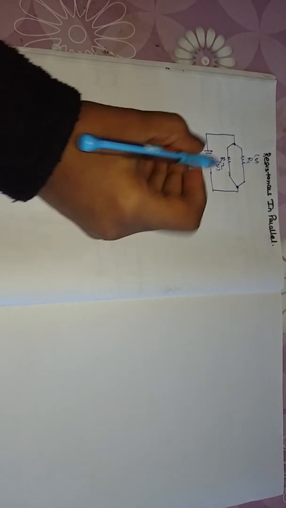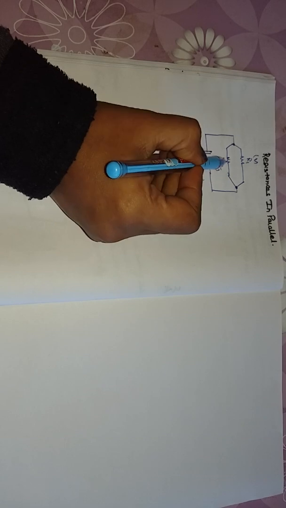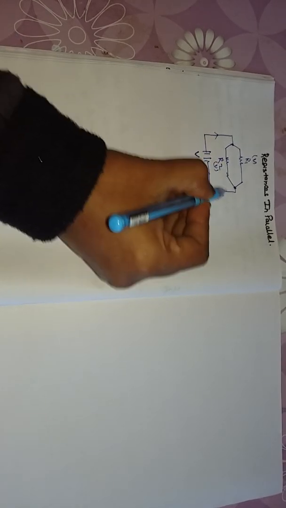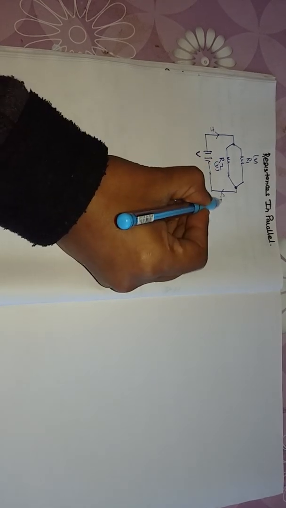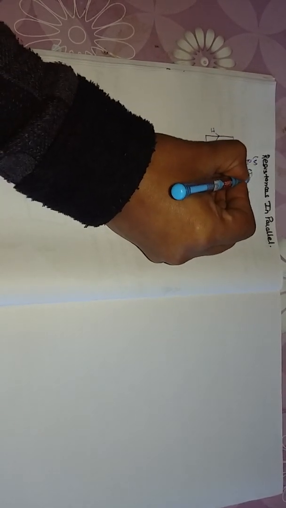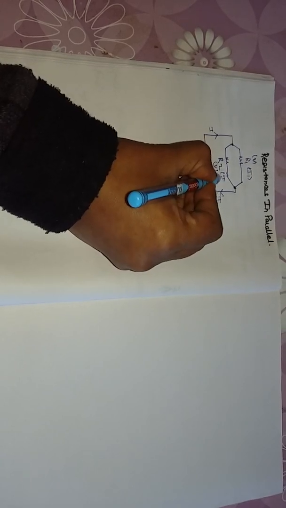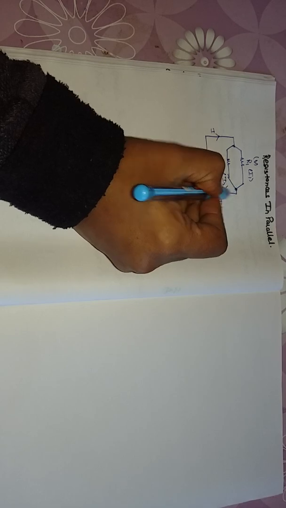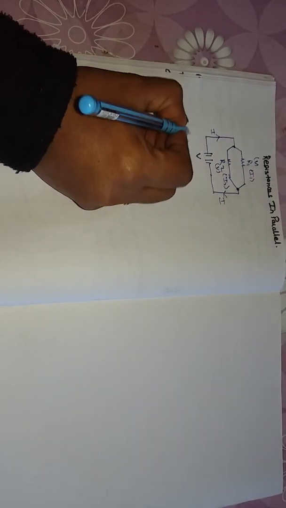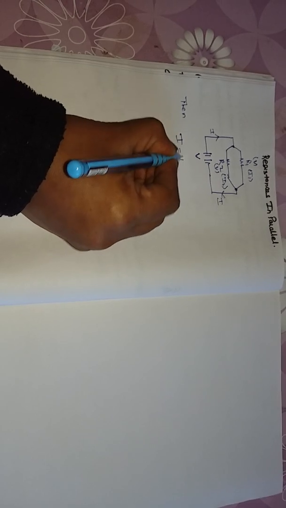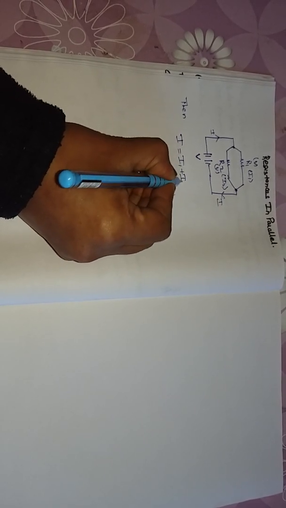But the current in the circuit across the resistance R1 and R2 is different. This is our second point. Here current is I, but when it flows through the resistance R1 and R2, it will be I1 across R1 and I2 across resistance R2, and the total current is I. Then we find the total current I equal to I1 plus I2.